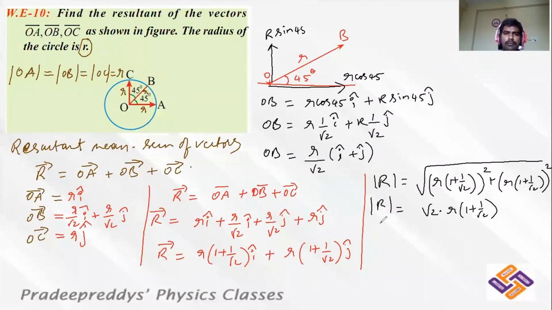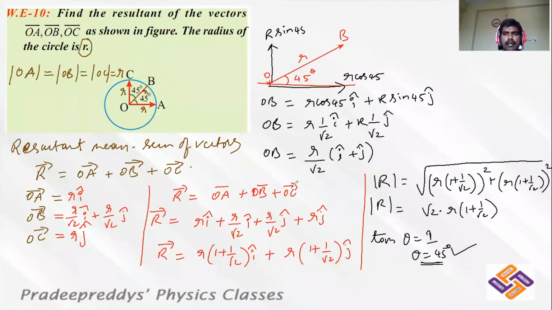And what about the angle of that resultant? Tan theta is equal to y component divided by x component. Y component magnitude and x component magnitude are the same. So tan theta will be equal to 1. Theta is equal to 45 degrees. Therefore, the resultant vector is making an angle of 45 degrees with respect to the x-axis.